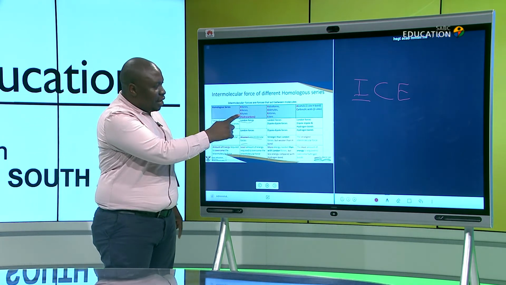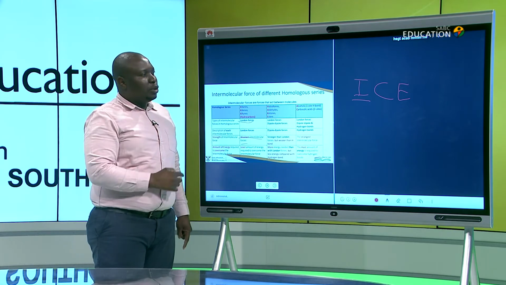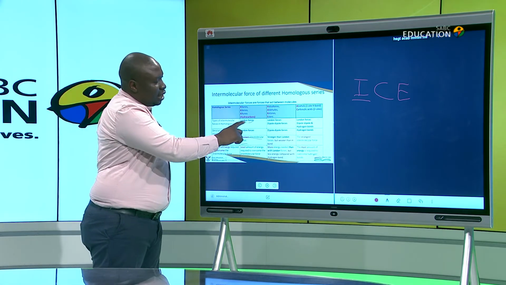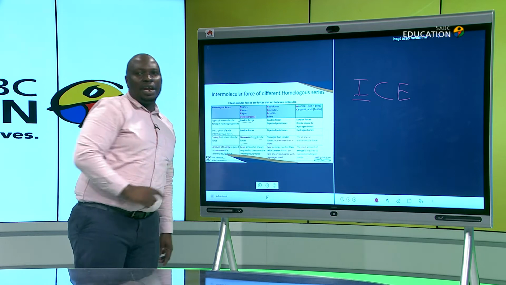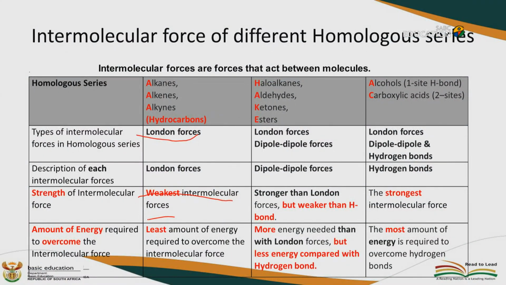If it's an alkane, alkene, or alkyne, you must be able to say the type of intermolecular force is London force. At all times, know that London forces are found in alkanes, alkenes, and alkynes, which are hydrocarbons. This London force is the weakest intermolecular force, so you have to know the strength as well.